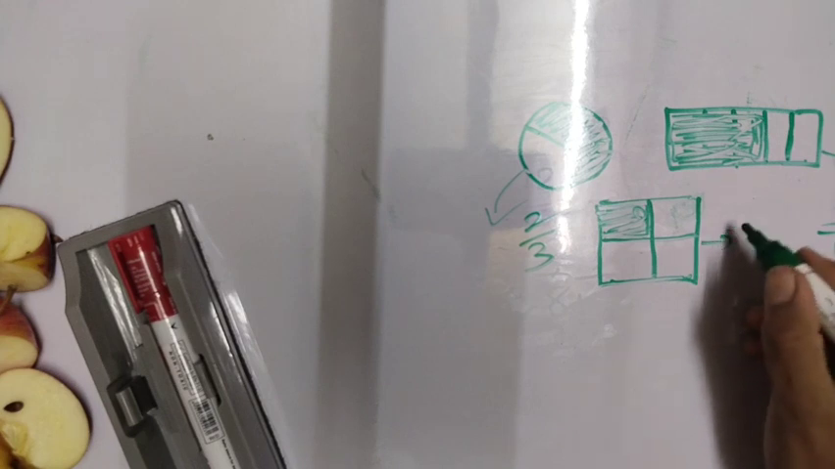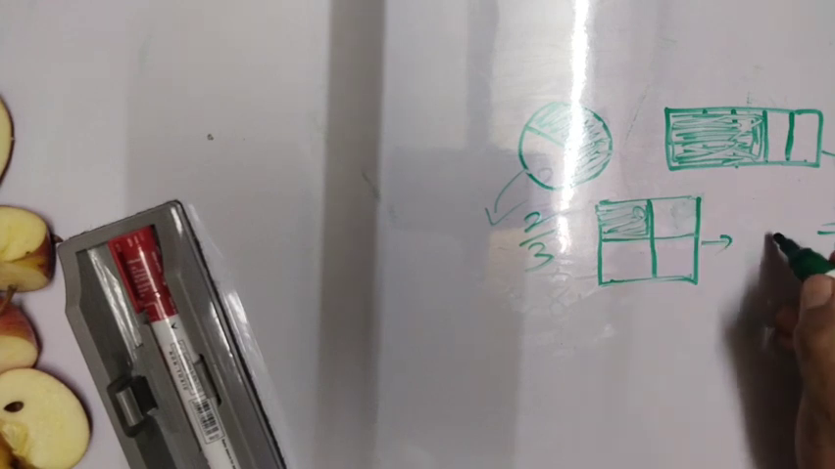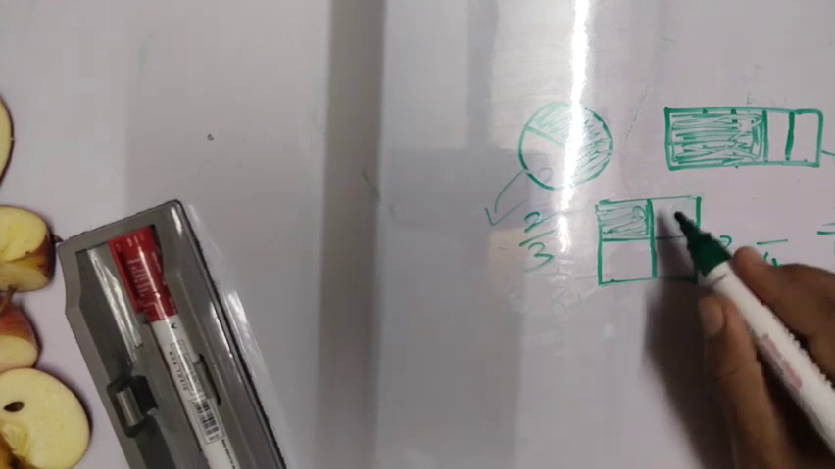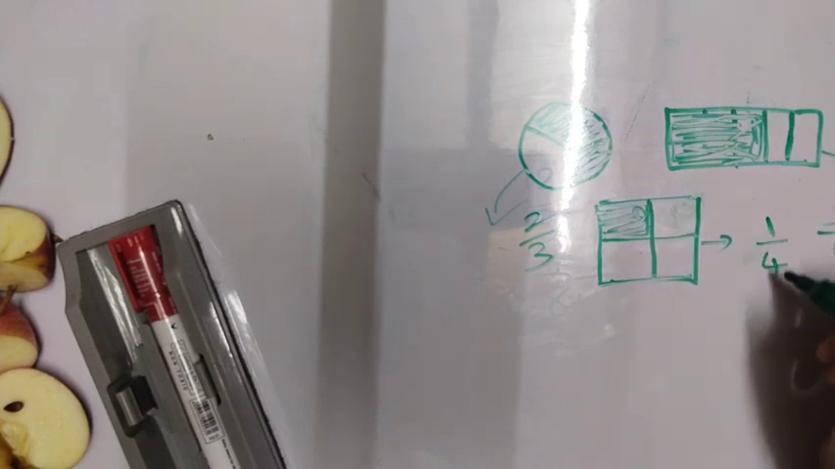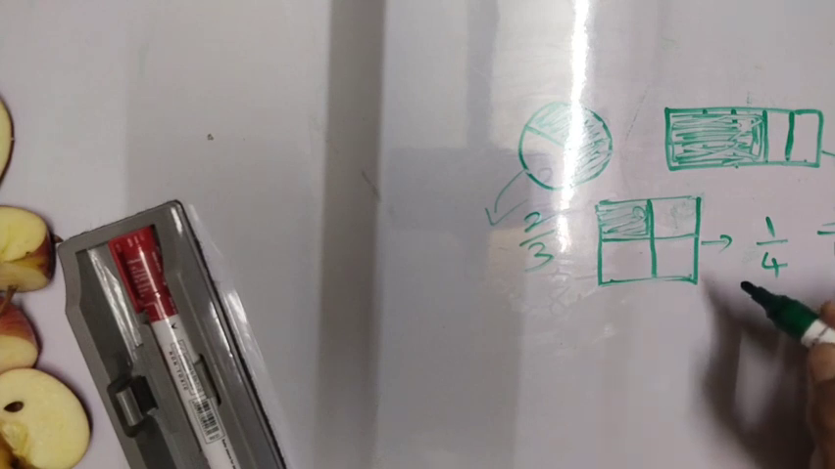Okay, in this square, how many equal parts have we made? 4 equal parts. How many parts are shaded? 1 part is shaded, so 1 by 4 is the fraction for this pictorial picture.